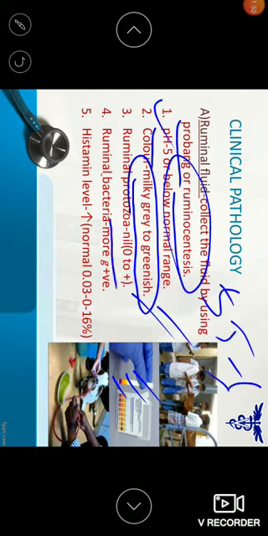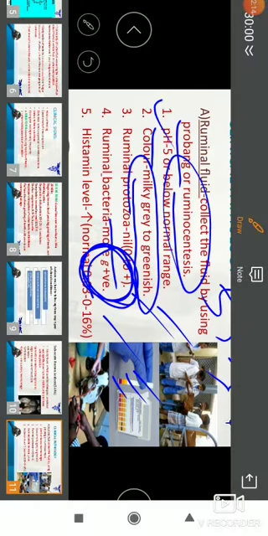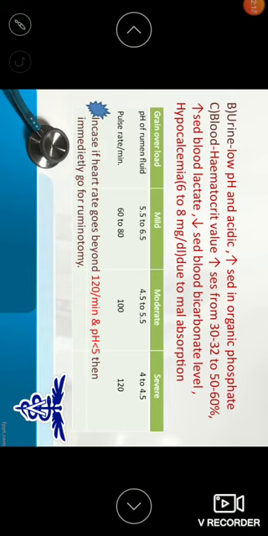The protozoa are nil, and among the ruminal bacteria there is more proliferation of gram positive, which is very important. Generally inside the rumen gram negative bacteria are more prevalent than gram positive, but in a case of ruminal acidosis the gram positive bacteria concentration increases manifold. The histamine level also rises, which is a very significant clinical feature. As I have told you, the hematocrit value increases, there is a rise in blood lactate, and a decreased bicarbonate level in the blood.